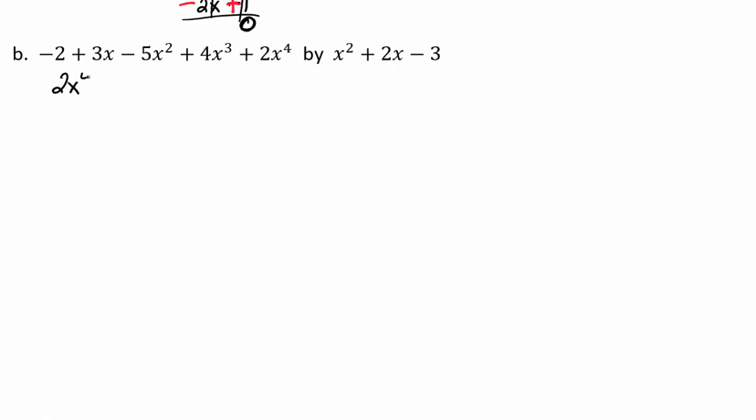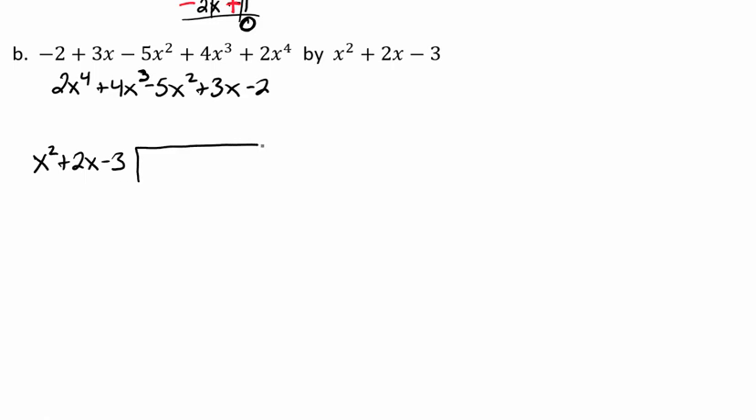2x to the fourth. I'm going to write it in order. 4x to the third minus 5x squared. It's really just been written backwards, and we want to write it the right way so we don't mess it up. All right, so we're going to have x squared plus 2x minus 3 divides 2x to the fourth plus 4x to the third minus 5x squared plus 3x minus 2.